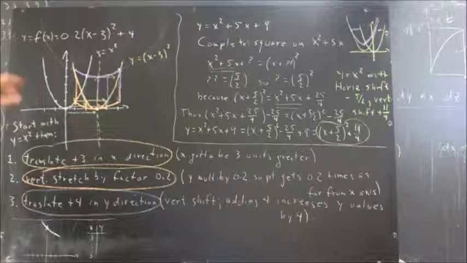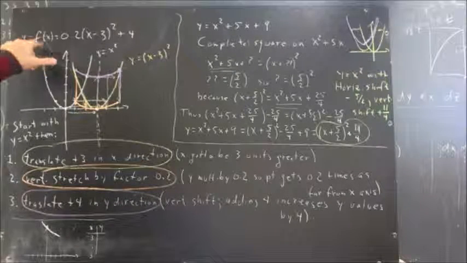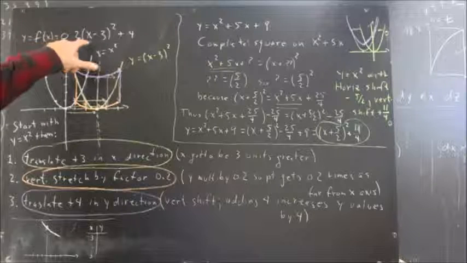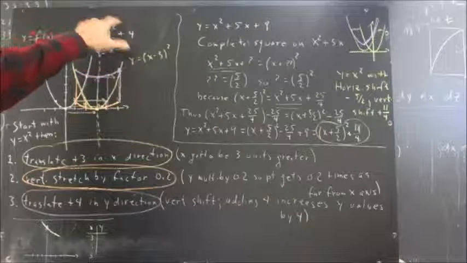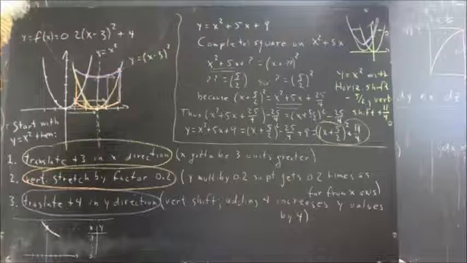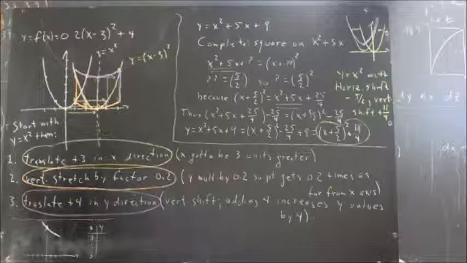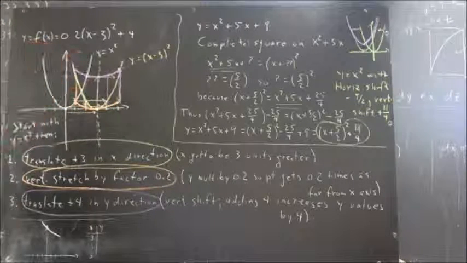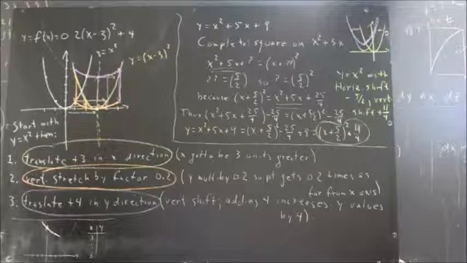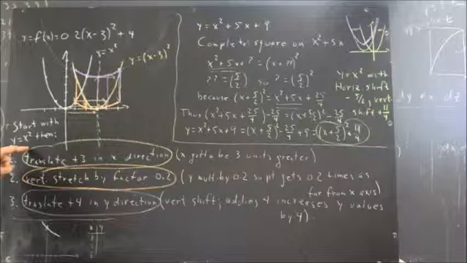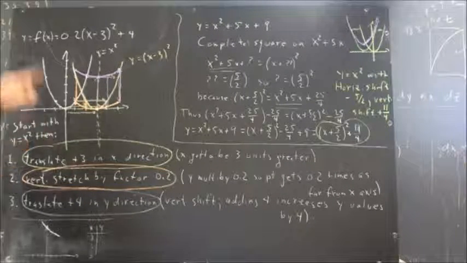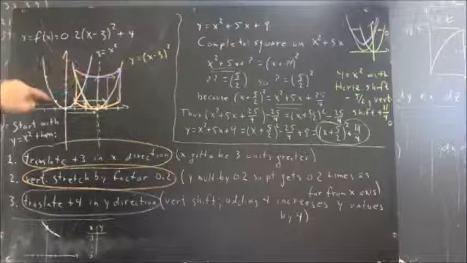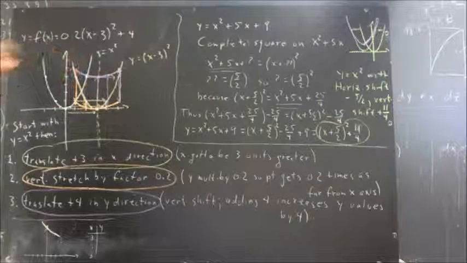Okay, now we want to construct the graph of y equals f of x equals 0.2 times the quantity x minus 3 quantity squared plus 4. Now that's actually fairly straightforward. We've done it, but let me explain the picture. First we start with the y equals x squared graph. Here's a graph we've constructed of y equals x squared in white.